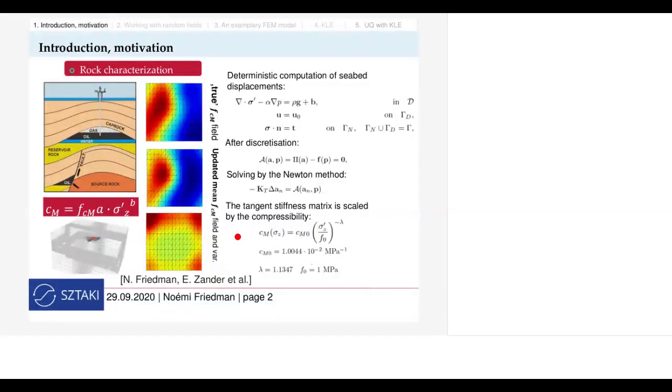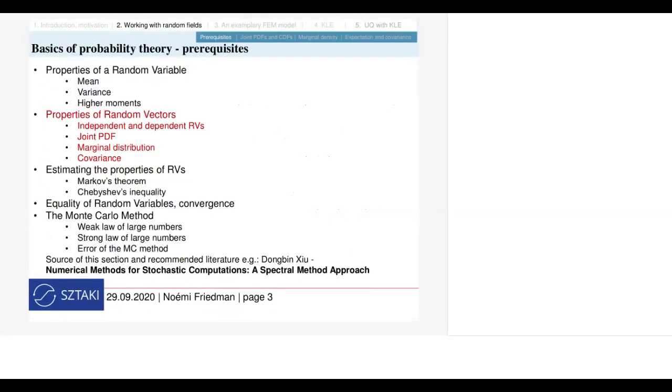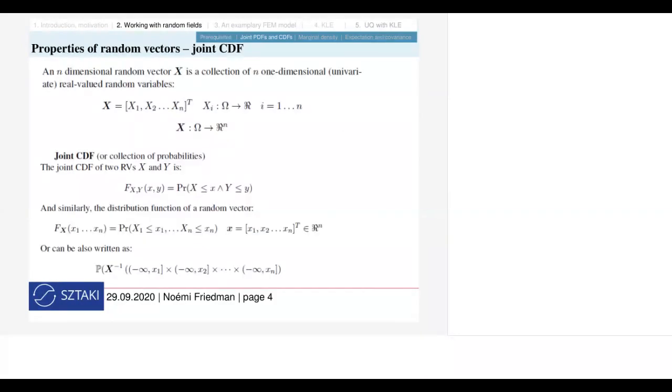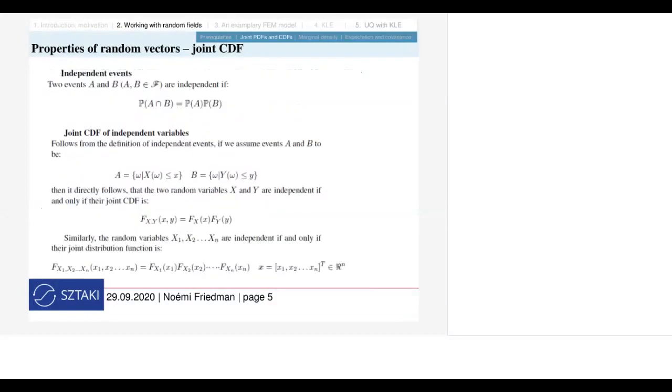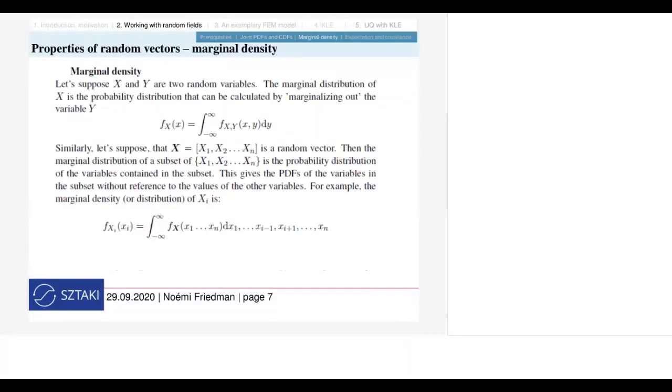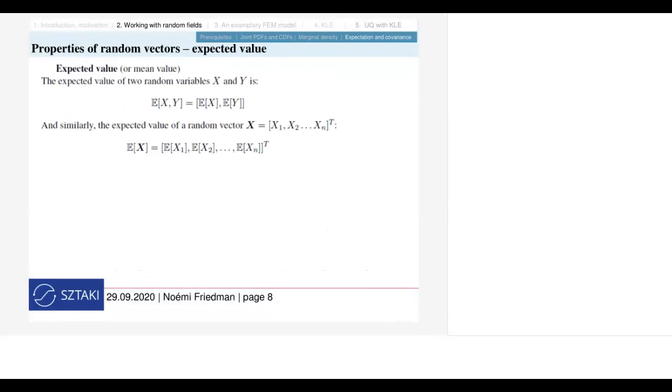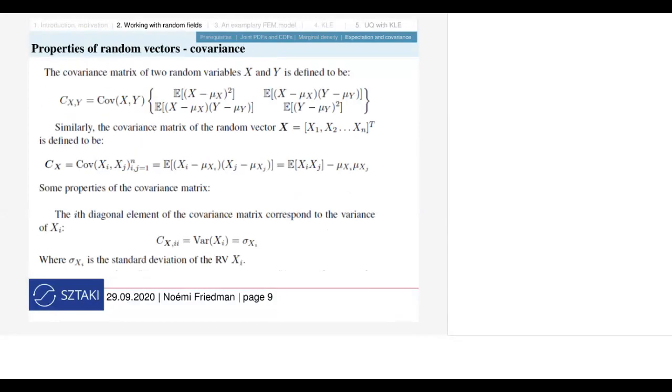So in the next tutorial that I give tomorrow, I will talk about how to actually do this. These are some basics of random vectors, and I'm not going to go through that because I don't have the time. These are the prerequisites, how you define marginal density and covariance.